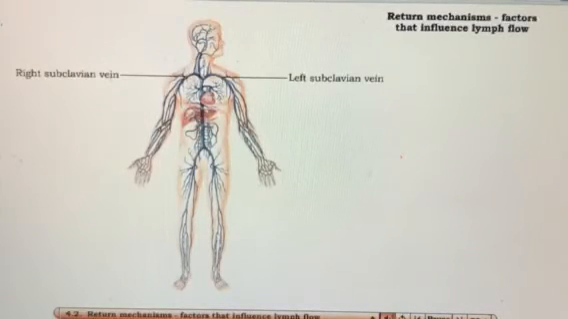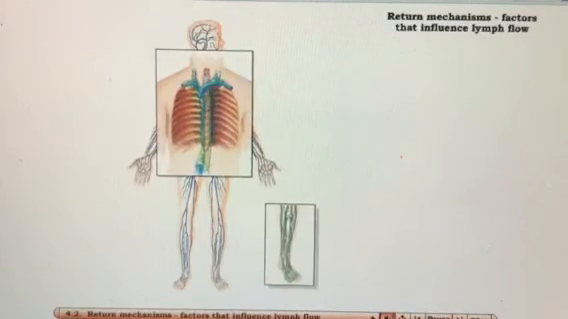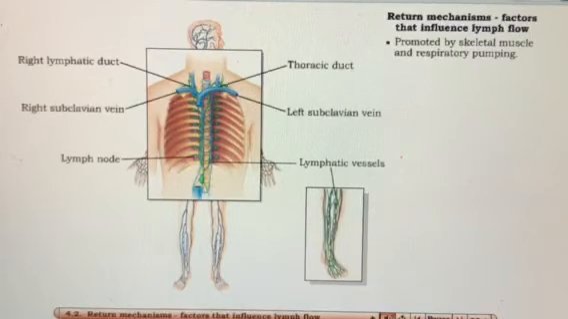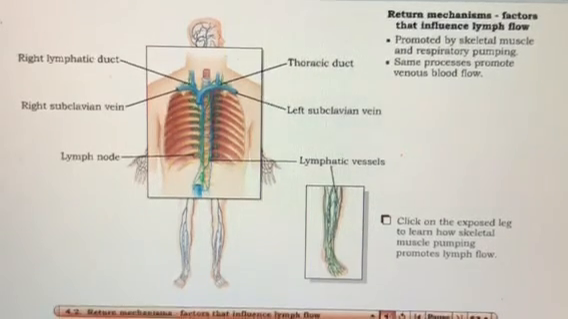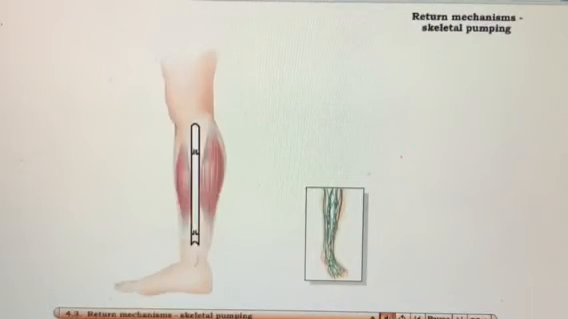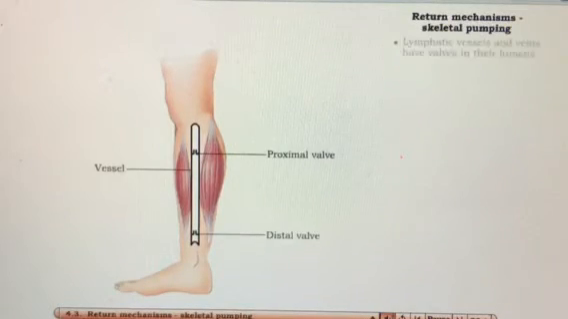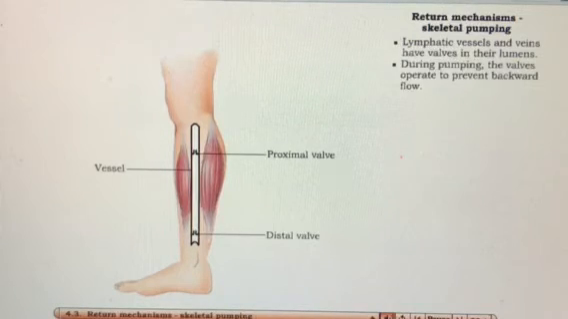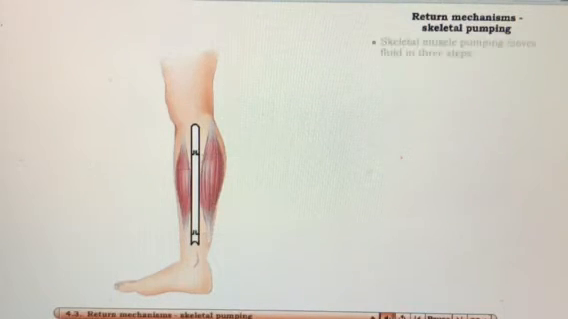Skeletal muscle and respiratory pumping promotes the flow of lymph toward the thoracic and right lymphatic ducts. The same processes return venous blood to the heart. Valves in the lumen of lymphatic vessels and veins keep flow proceeding in one direction. The pumping moves fluid in 3 steps.